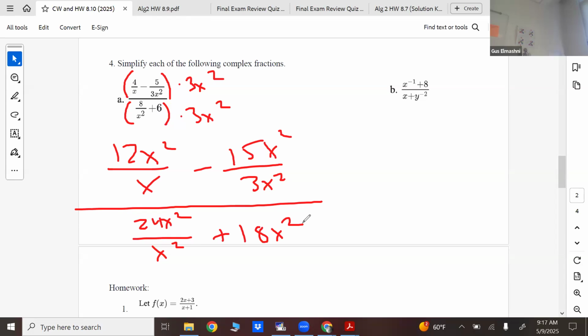Negative 3x over 3x squared, 8 over x squared times 3x squared, times 6 over 3x squared. That's what I did. I multiply everything by 3x squared. And I'm not doing the top and bottom, just the top, because 3x squared on its own is 3x squared over 1, right? So I'm just multiplying each of the tops by 3x squared.